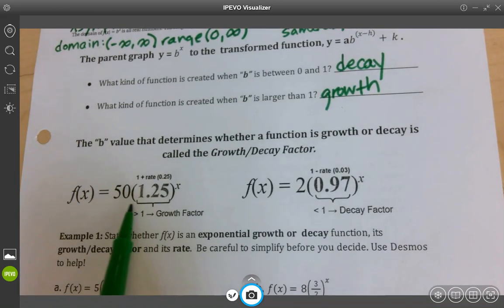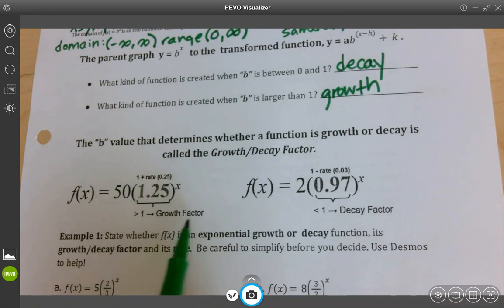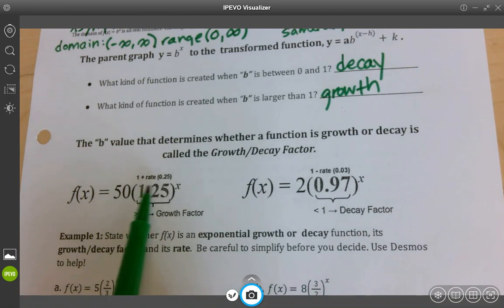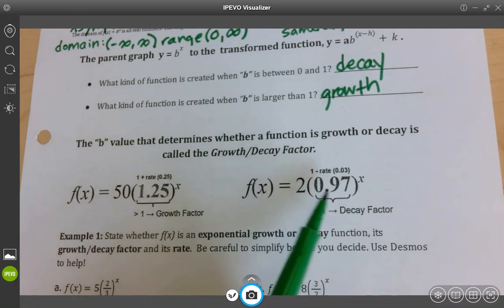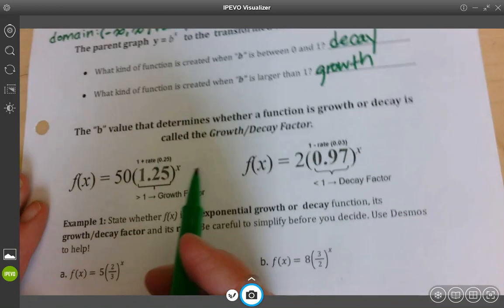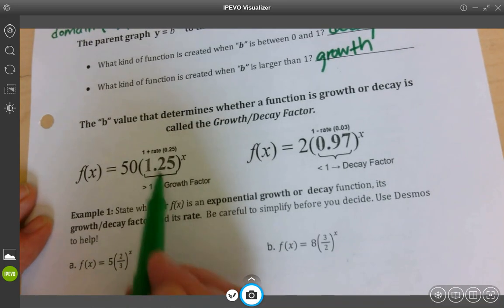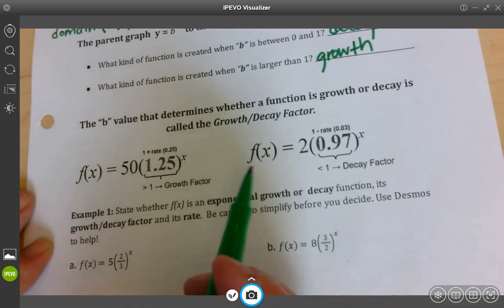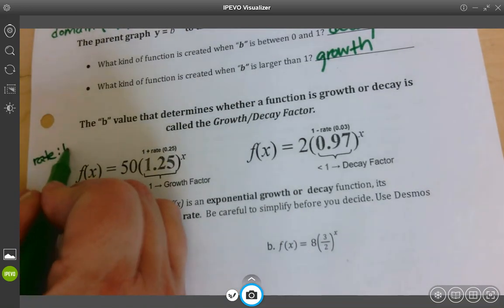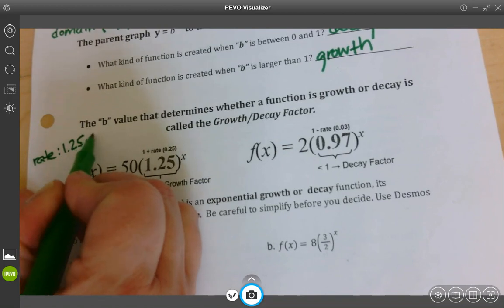So the number that is being raised to the x power is either called the growth factor or the decay factor. And then the rate is going to be the difference between the number and 1. The rate is going to be a positive number. So in this case, to find the rate, it says 1 plus 0.25 gives you 1.25. I would prefer to find it by just subtracting 1 from it. So in this case, the rate is 1.25 minus 1 to get a positive answer.